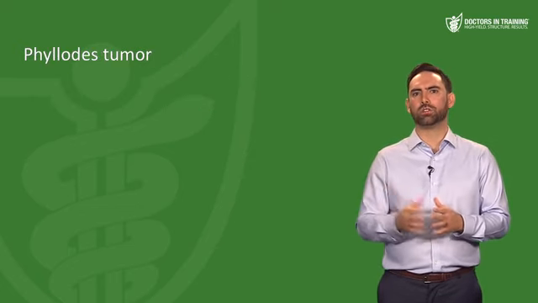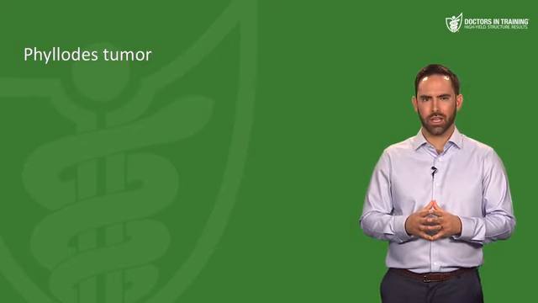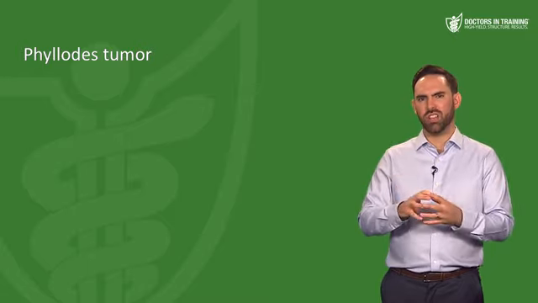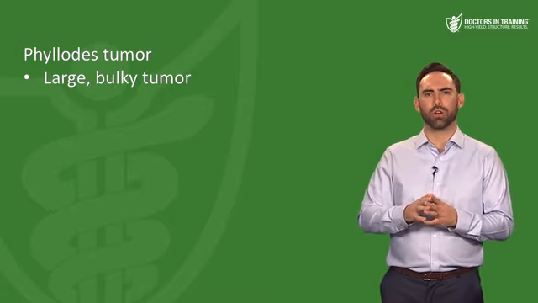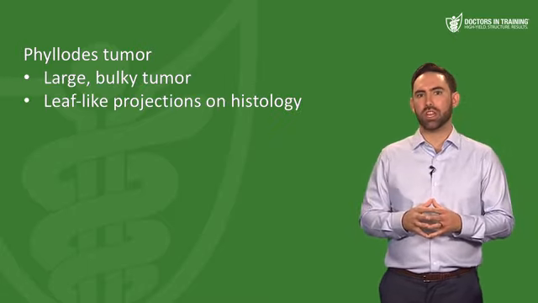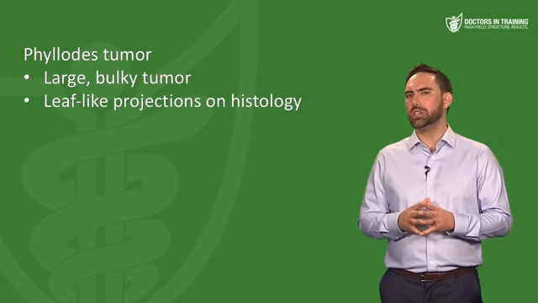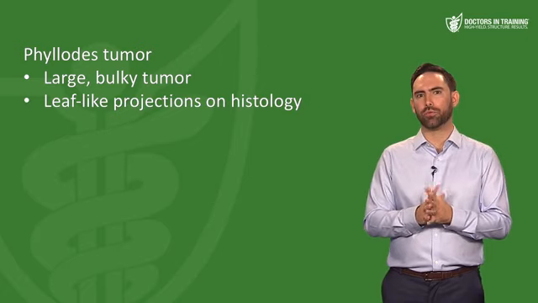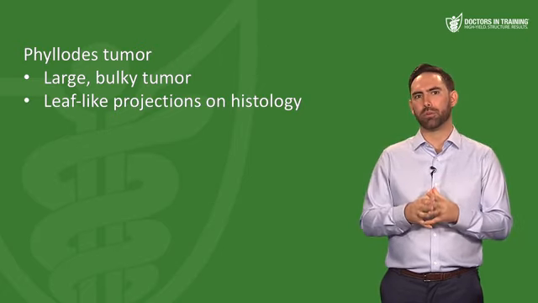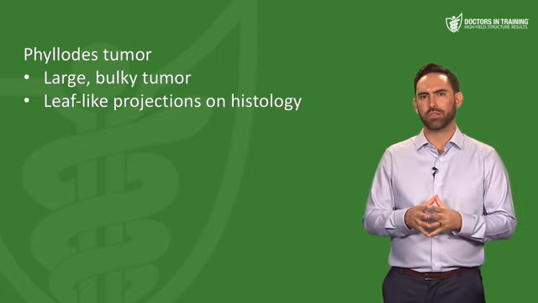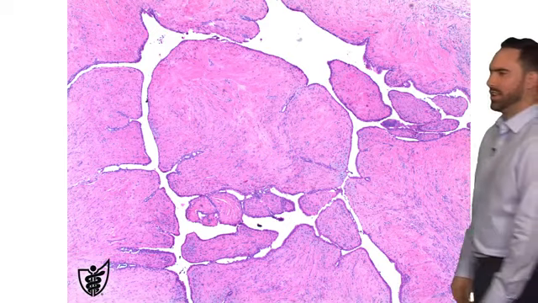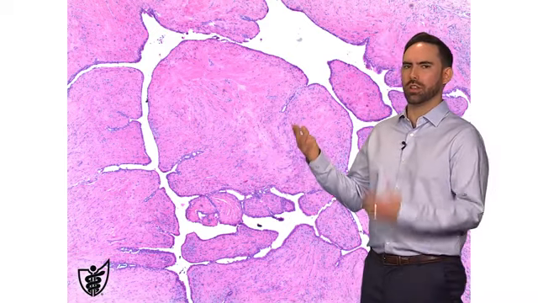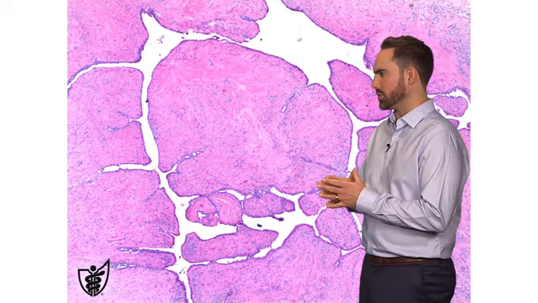And our third benign tumor is a phyllodes tumor. Instead of being a small tumor, this is a large, bulky tumor with leaf-like projections on histology. That's the key term for your test, leaf-like. Phylon is the Greek word for leaf, and you might remember leaves have chlorophyll, phyllodes tumor. I'm not sure who decided this looks leaf-like, but that's the classic description.